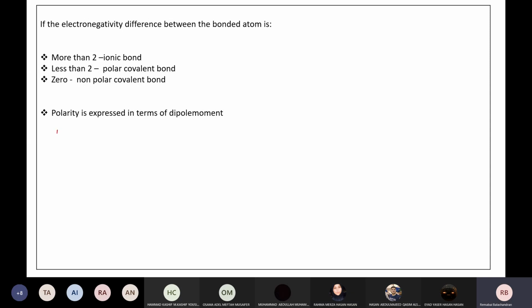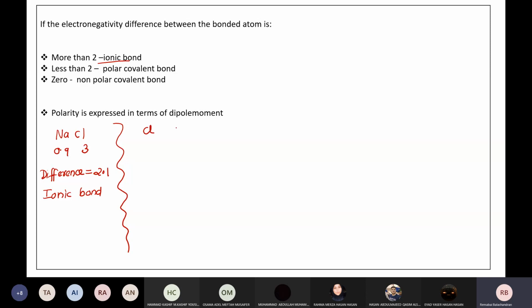Look, NaCl. You don't have to memorize the values, okay? The electronegativity value for Na is 0.9. Cl, the electronegativity value is 3. So what's the difference? Come on. 2.1. Yes, 2.1. So it's more than 2. If it is more than 2, what type of bond is present in NaCl? Come on. Ionic bond.